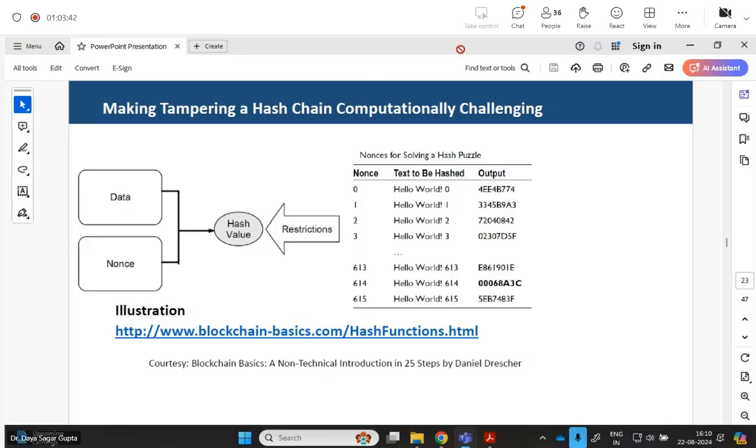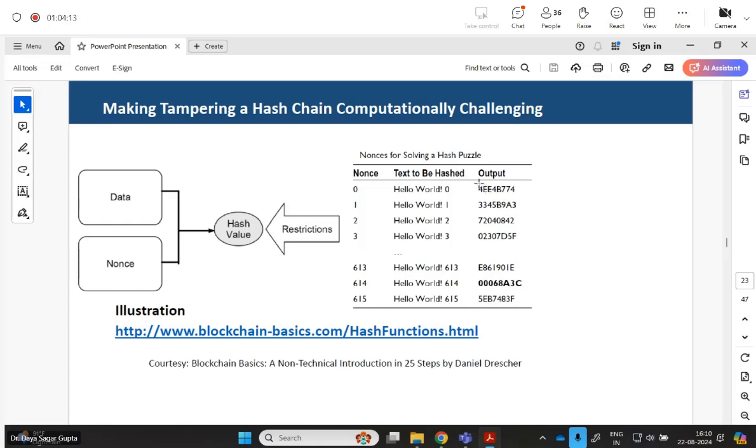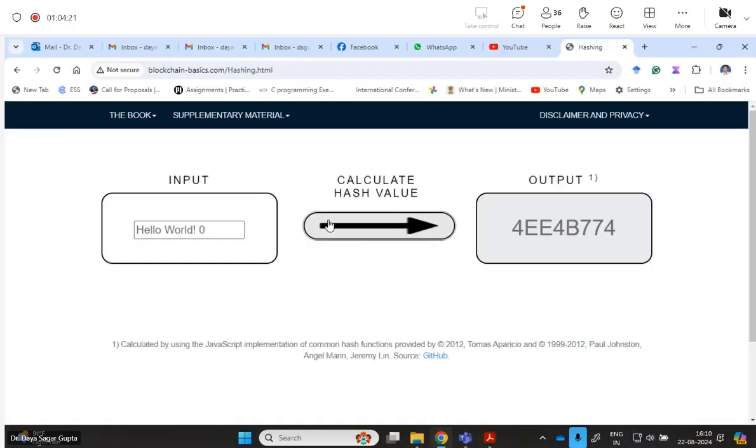See, this is our website, and let us take this word, hello world. Let us add some nonce 0 here. We are going to get 4EE4B774. Let us match it: 4EE, same value. How did we get this value? Again, I am repeating, please see it carefully.